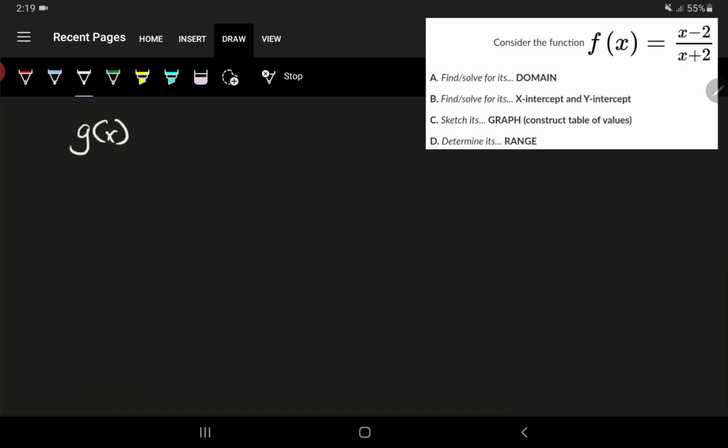Okay, let's say we have g of x equals 3x minus 1 over x plus 4. Again, for this given problem, same procedure, dear students. Step number 1, let's equate the denominator to 0. So that means, kunin natin yung denominator and lagyan natin siya ng 0 sa dulo.